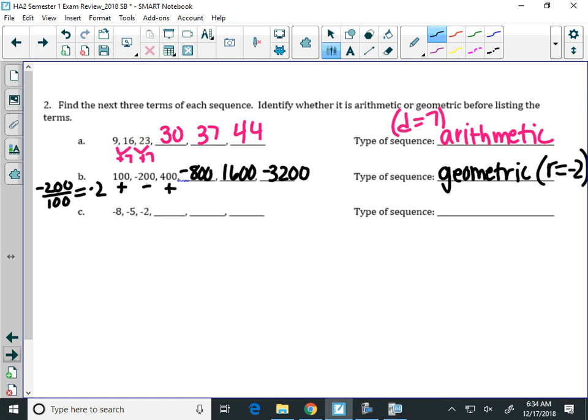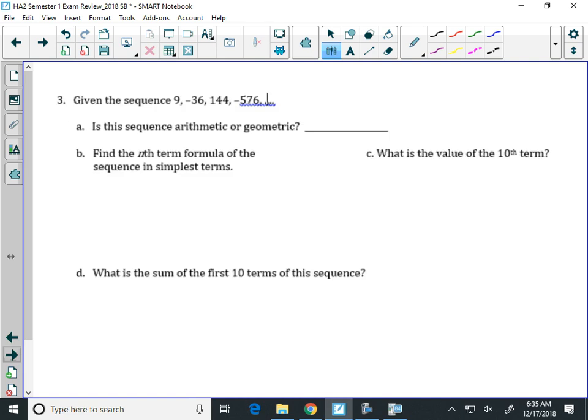All right, the next one: negative 8, negative 5, negative 2. They are negative, but these signs are not alternating, and it looks like you're adding 3 every time. Negative 8 to negative 5 is plus 3, so you'd end up with 1, 4, 7 if you kept adding 3. And since we added, this is an arithmetic sequence with a common difference of 3. All right, so those are just making sure you can identify and find the terms and common ratio and common difference of sequences. Let's do a little bit more here.